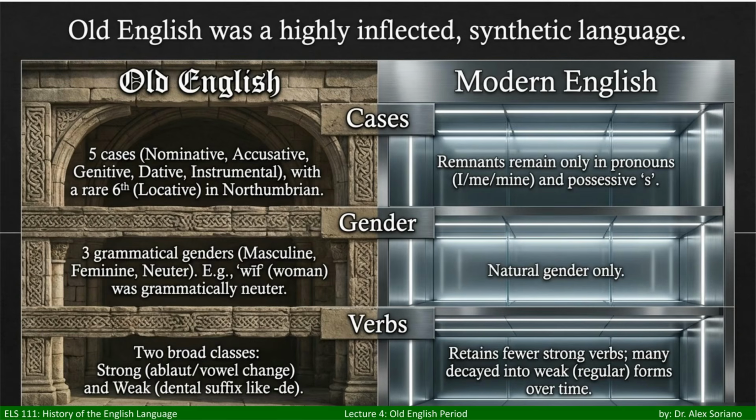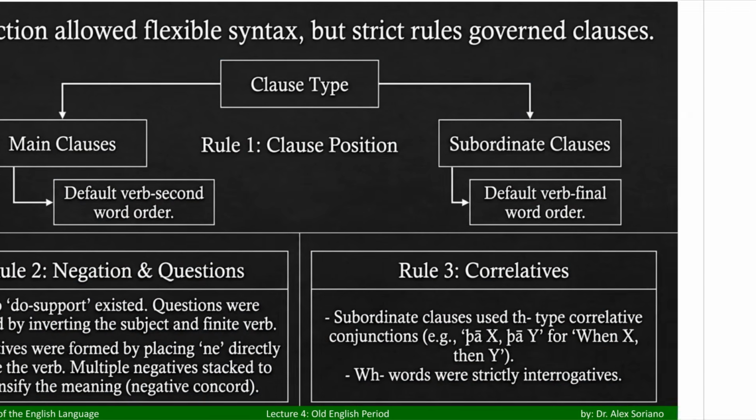Verbs: Old English verbs fell into two classes: strong verbs, forming the past tense through ablaut, an internal vowel change, and weak verbs, forming it with a dental suffix like d. Modern English retains far fewer strong verbs today. Many decayed into the regular weak pattern. Exactly why irregulars like sing, sang, sung feel like small islands in an ocean of regular ed verbs.